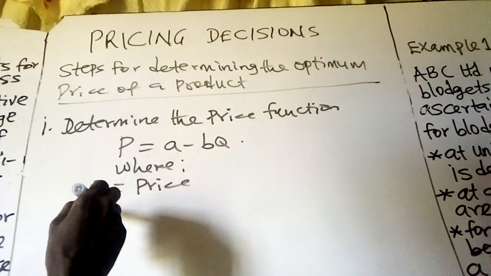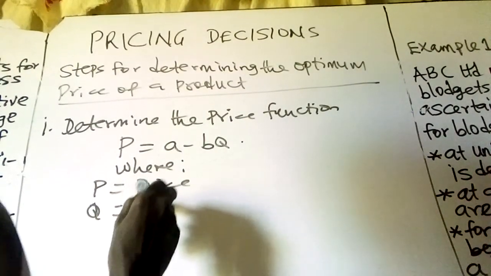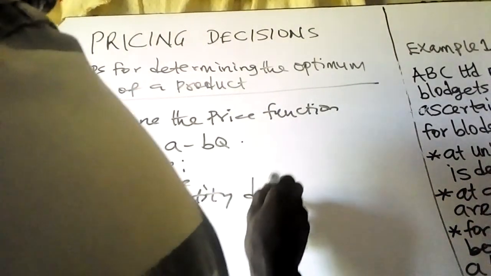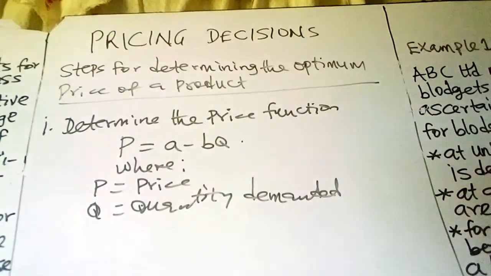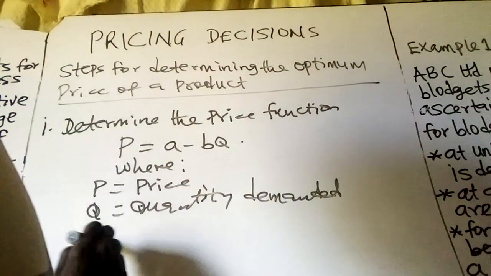Q is the quantity demanded. A is the intercept, that is the maximum theoretical price at which demand will fall to zero. B is the gradient of the line.